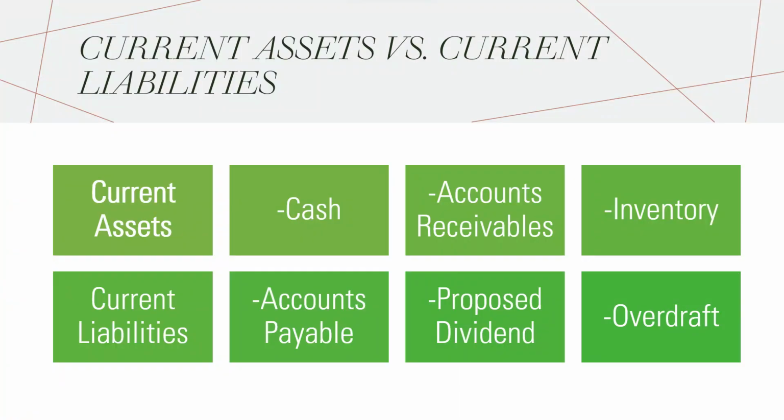Examples of current assets may include cash, accounts receivable, and inventory, while current liabilities may include accounts payable, proposed dividend, and short-term loans. When you compare current assets to your current liabilities, you want to strike a balance. Too much liquidity means you have more room for investment back into your business. Too little liquidity can leave you unable to handle your liabilities.